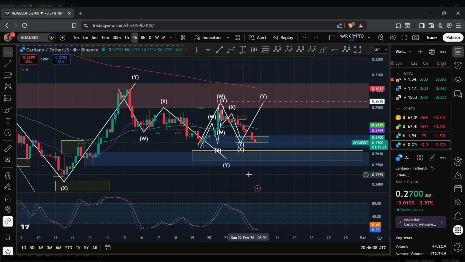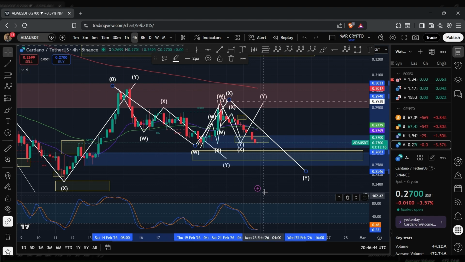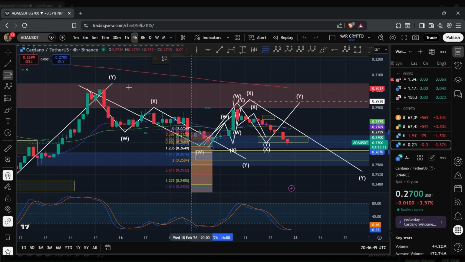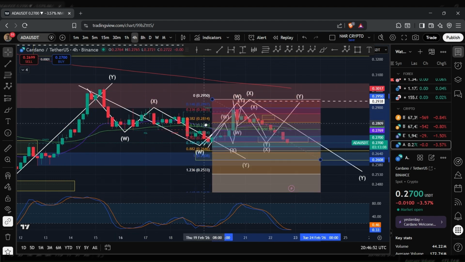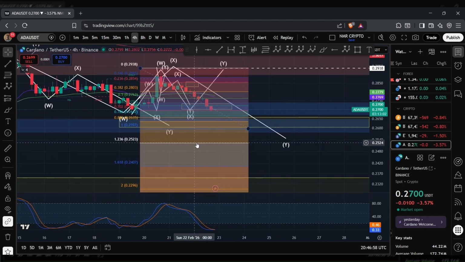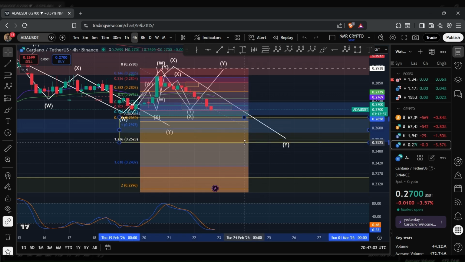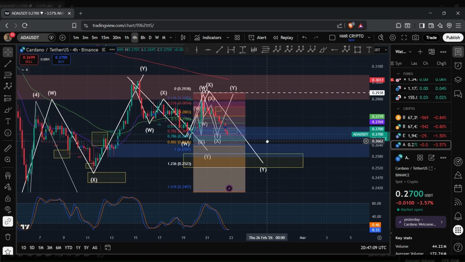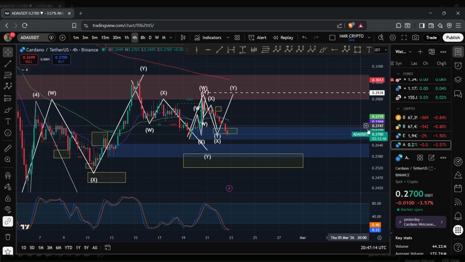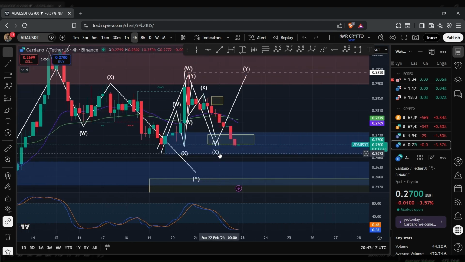If it does so, that then confirms that what we are forming is a deeper correction made up of a bigger WXY structure. And should that be the case, what I do is I'll set out the Y wave target. And that Y wave would typically be generated between 1 to 1.236 of the W wave, and that range sits between 25.23 cents to 25.97 cents. And so if I adjust this to over here, so that would be the Y wave target in the bearish case.